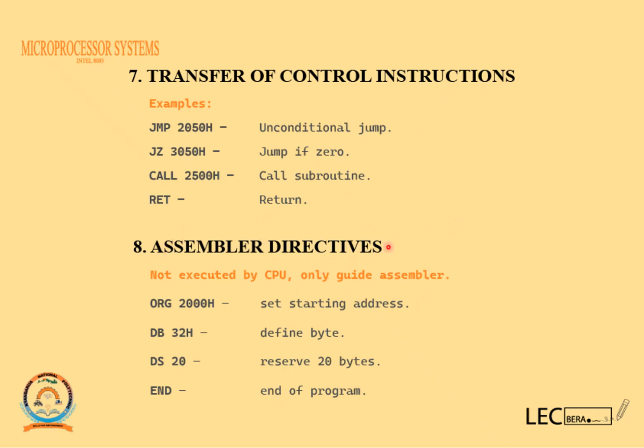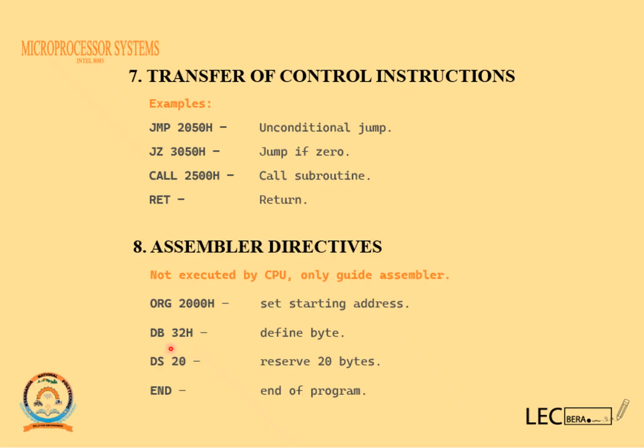So it's only for guiding what? The assembler. So we can set the origin, or we can set the starting address. Let's say you want the address to start from 2000H going forward, then you can set the origin address to be 2000H. Set the starting address.